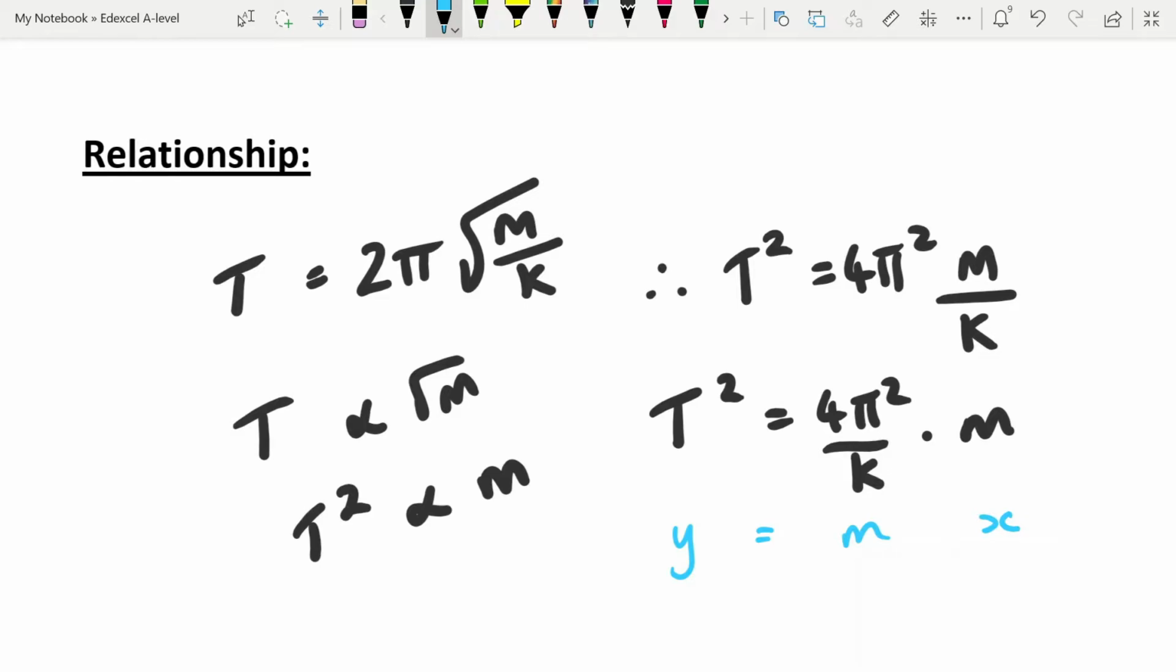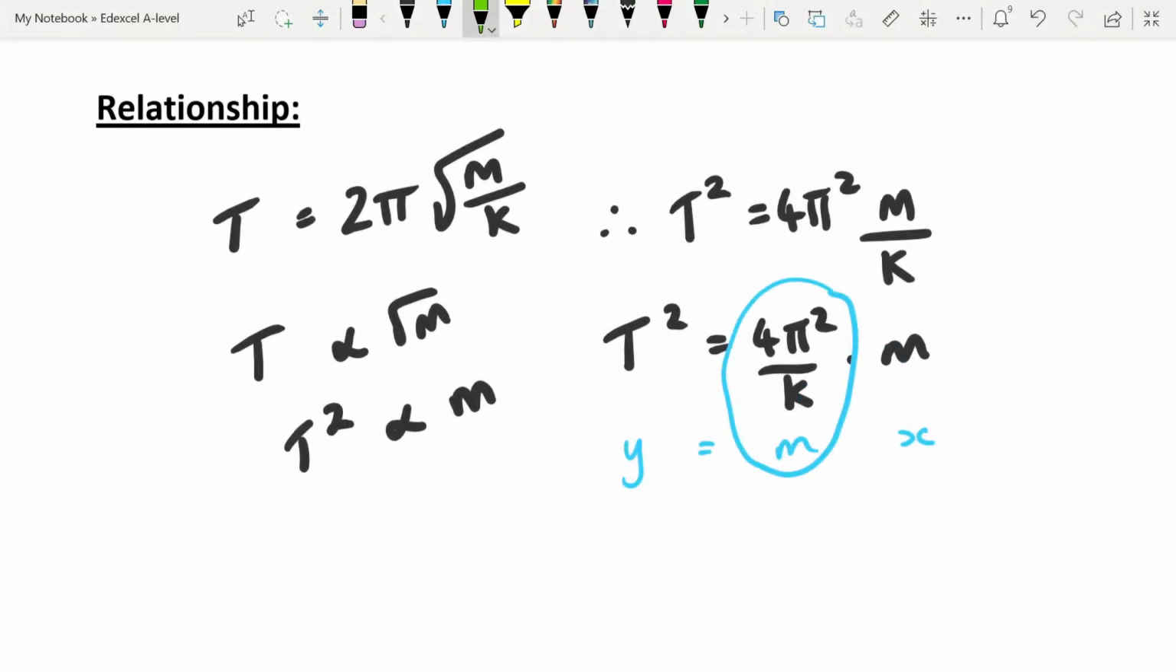So you plot your masses on the x-axis, T squared on the y-axis, and because all of these are constant, you should get a straight line, and it should pass through the origin. So what we're going to do then is, because this is our independent variable, we are going to change the masses, and then we are going to time the oscillation. So we want the time period.